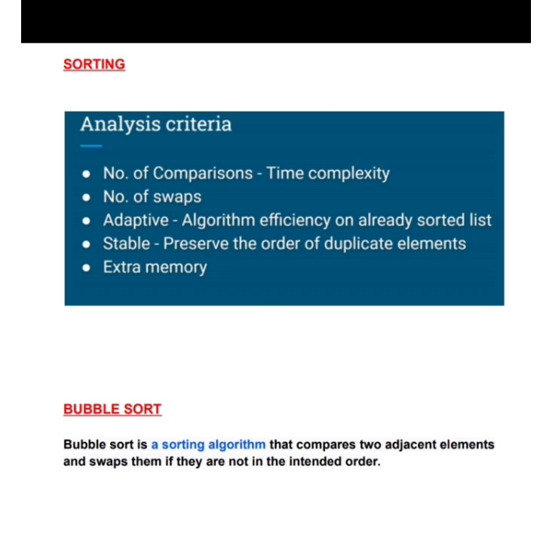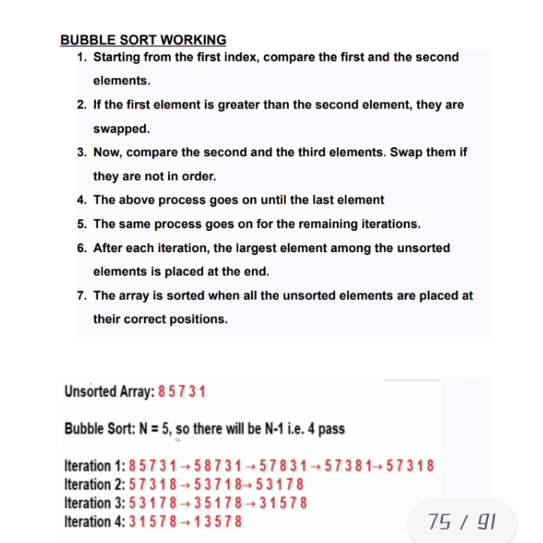First we are going to see the bubble sort. Bubble sort is a sorting algorithm that compares two adjacent elements and swaps them if they are not in the intended order. It will swap the adjacent elements. So now we are going to see an example of bubble sort.